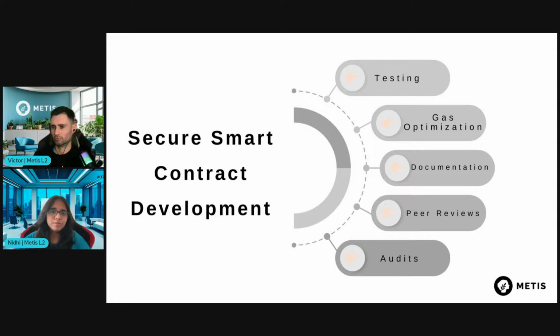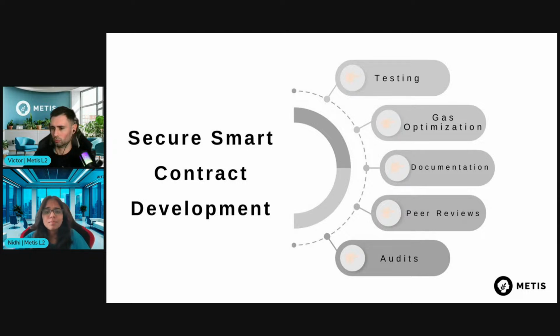Then we have peer reviews. Peer reviews are another critical step. Having a fresh set of eyes look at your code can uncover issues. If I am developing a smart contract, there is a possibility of human error as well, right? As a human, I might have missed something, but developers tend to get too close to their own work, right? So peer reviews help catch blind spots and improve overall quality.